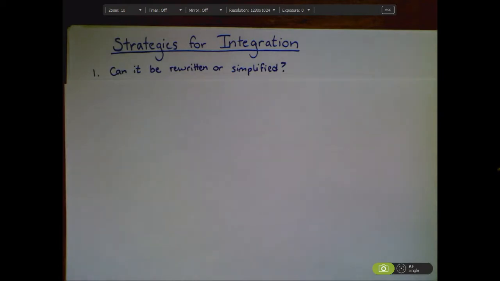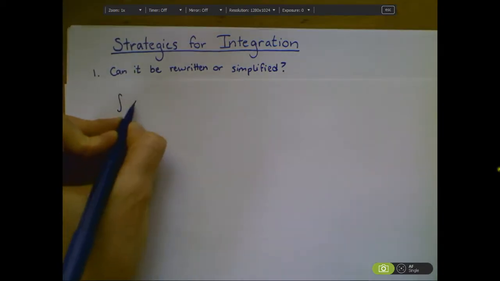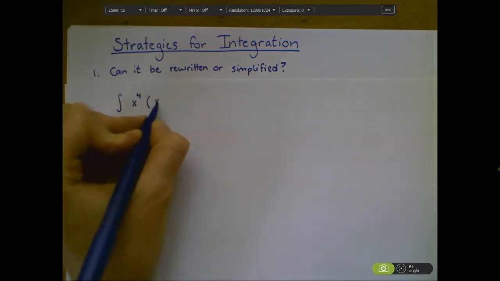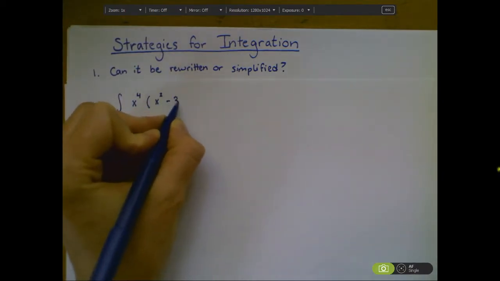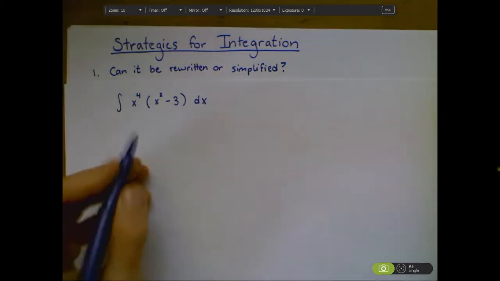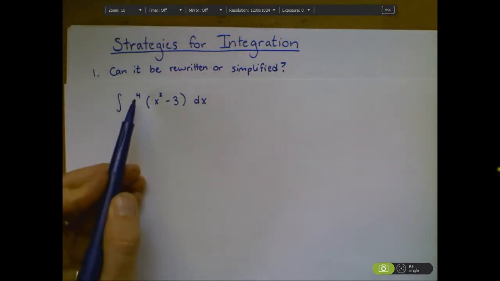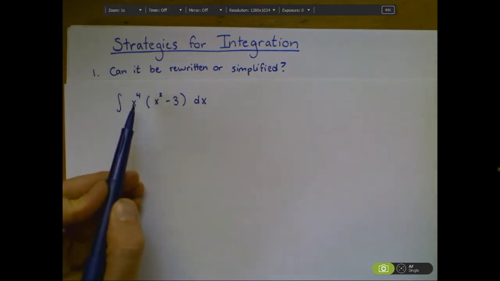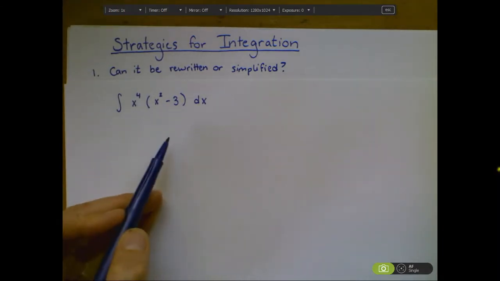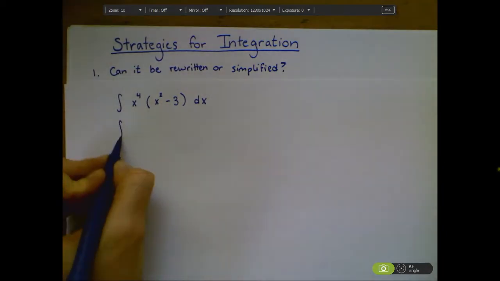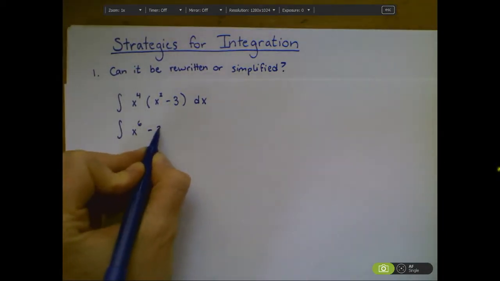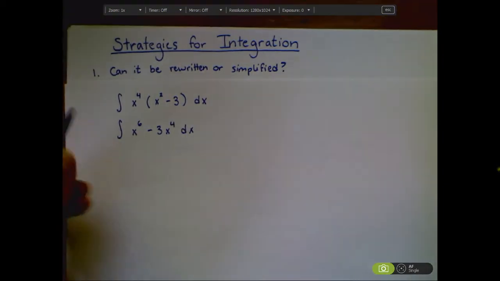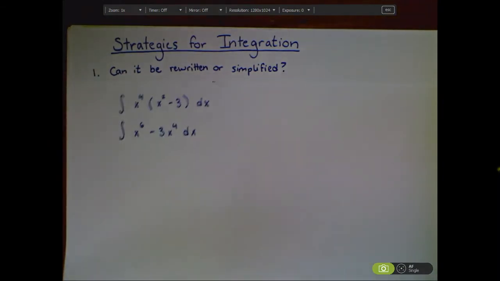The first check is you're given an integral and you have to ask yourself, can it be rewritten or simplified? For example, if I were given the integral of x to the fourth times x squared minus 3 dx, this is a classic example of something where I can't apply power rule directly because these are two different factors multiplied by one another. But if I use the distributive property and get x to the sixth minus 3x to the fourth dx, now I can apply power rule on each of these terms individually. So that's one thing to keep in mind.